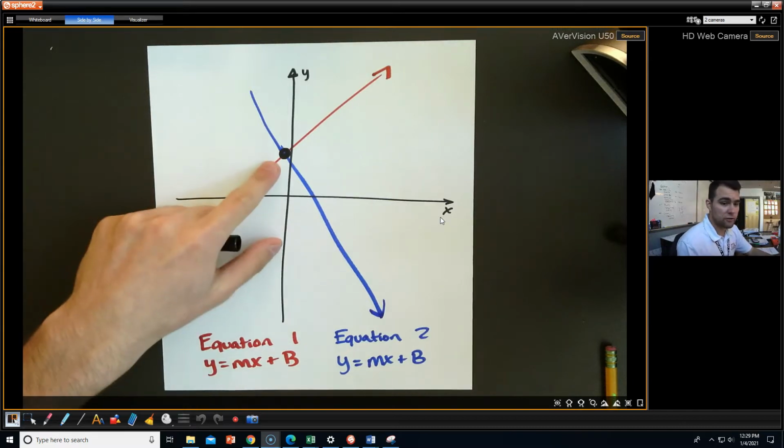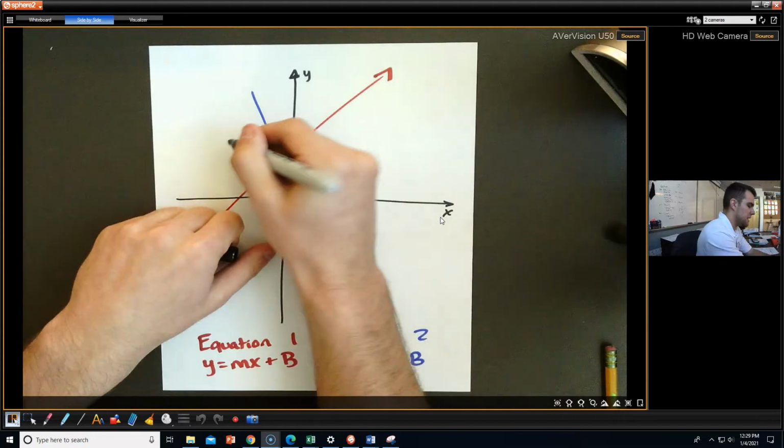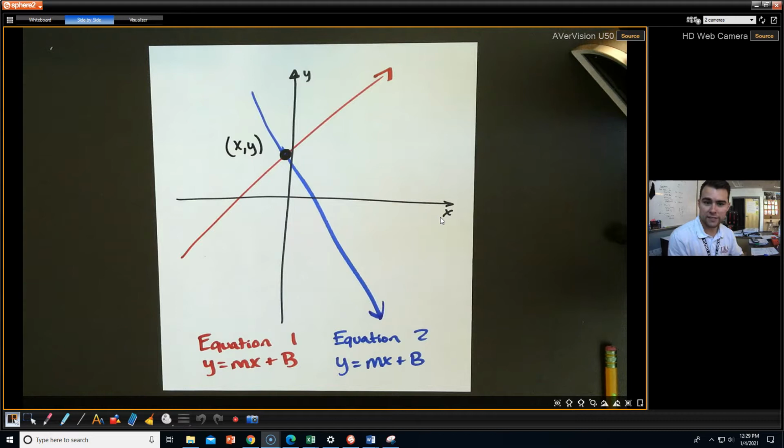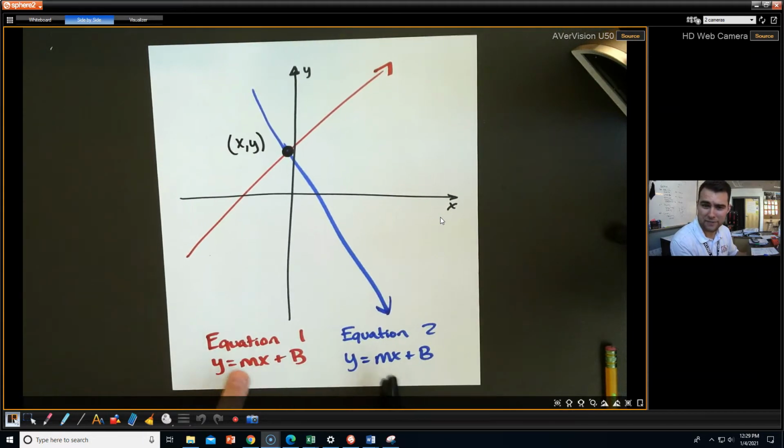Okay? Well, we know they're crossing at this point, and a point can be represented as x, y, right? So we have an xy point that is shared between both of these guys right here. It's kind of interesting. Let's see what that means.